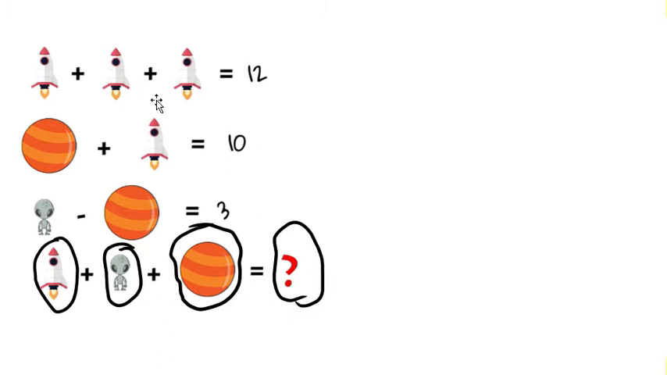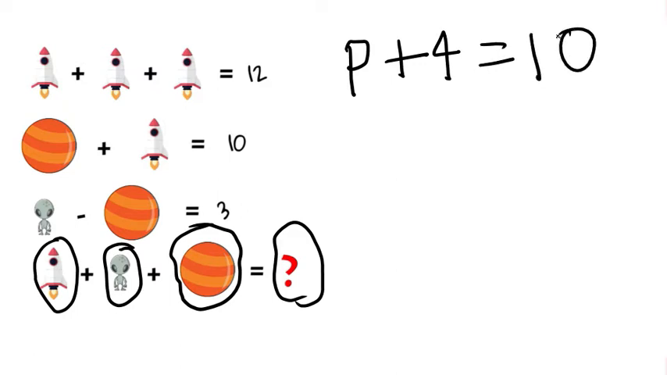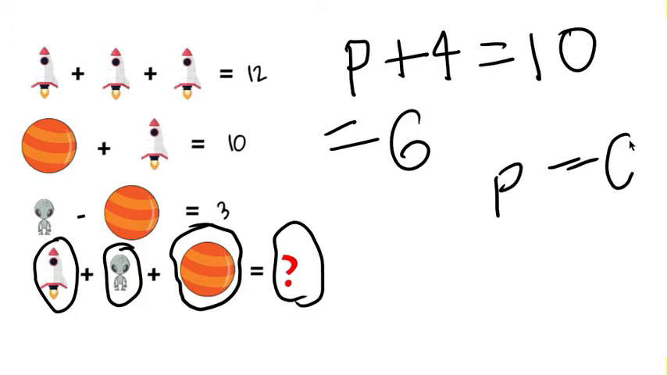Now we know the value of rocket, which is 4. Let's substitute the value. What I mean by substitute is, let's take the second equation, which is planet plus rocket. So instead of writing rocket, let's write the value which we got for rocket. So it will be planet, I'm writing P for planet, plus rocket, which is 4, is equal to 10. Now what we are going to do is find the P. So how much plus 4 is equal to 10? Well, it is 6. So P is equal to 6.